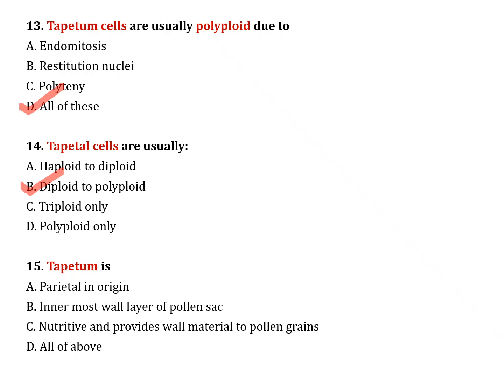The next question number 15. Tapetum is option A parietal in origin, option B innermost wall layer of pollen sac, option C nutritive and provide wall material to pollen grain, option D all of the above. Correct answer is option D all of the above.